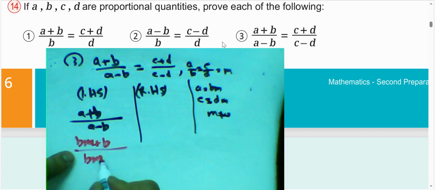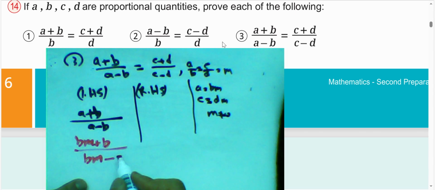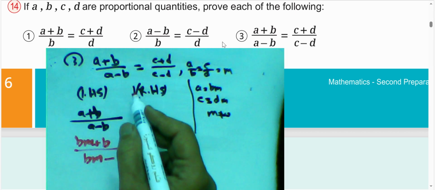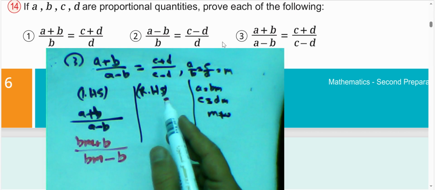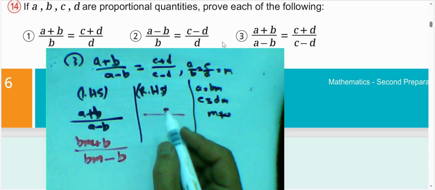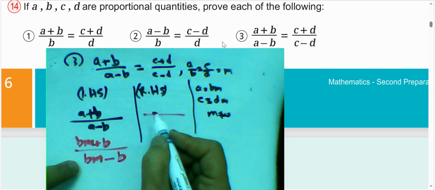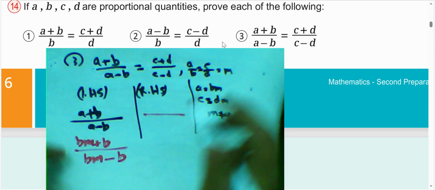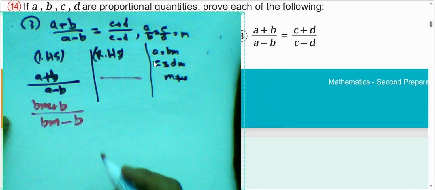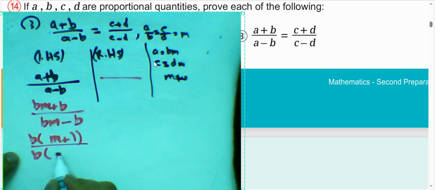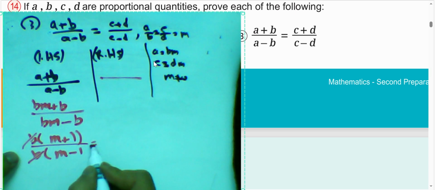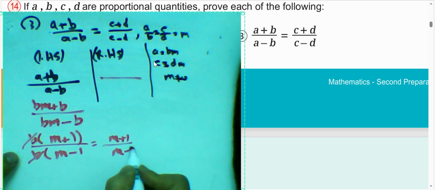So we have (bm plus b) over (bm minus b), where a equals bm. Okay, then we have bm plus b, a plus b over a minus b. Now I will simplify this. Pay attention with me. We can write b as a common factor, then we have m plus 1 on top, and b as a common factor, then we have m minus 1 on the bottom. Then the answer will be m plus 1 over m minus 1.